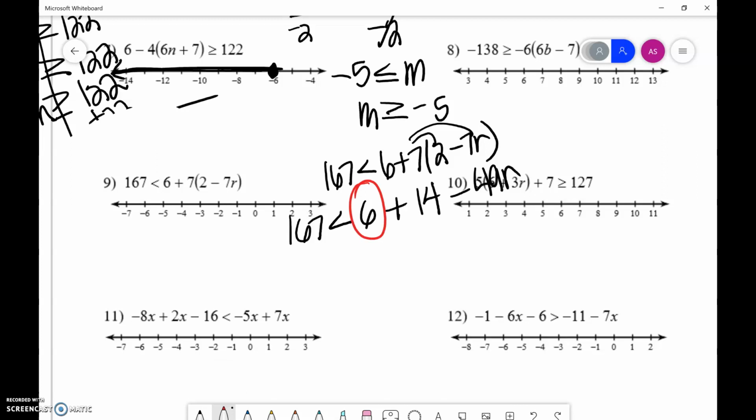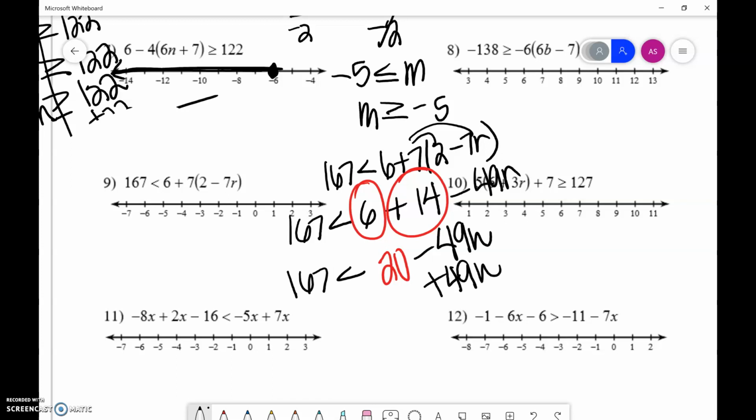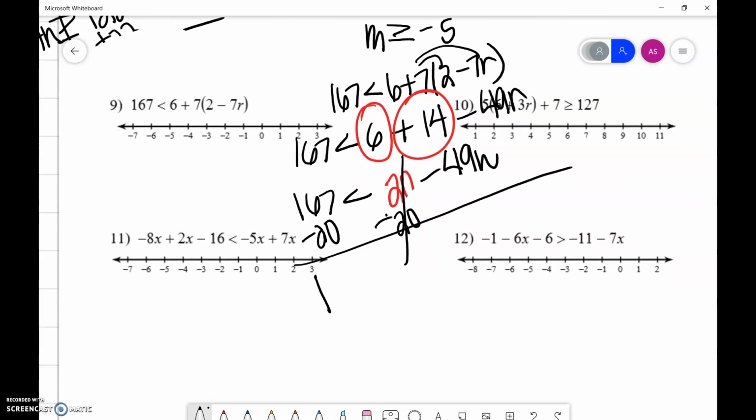Again, we have like terms. This time they're on the right. So we have 6 plus 14, that gives us 20. Then I bring down the negative 49r, and then our left side. So I'm going to add 49, I'm sorry, just kidding. I am going to add, still kidding. I am going to subtract 20 on both sides. And here I'll have 147 is less than negative 49r.